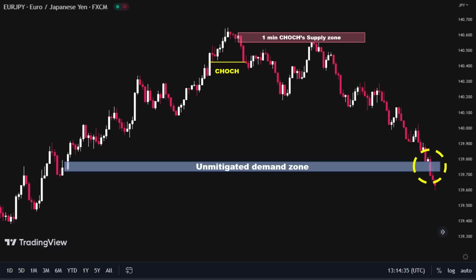As you can see, price after triggering our sell limit went down and finally hit our take profit and provided a trade with an 8 reward to risk ratio.